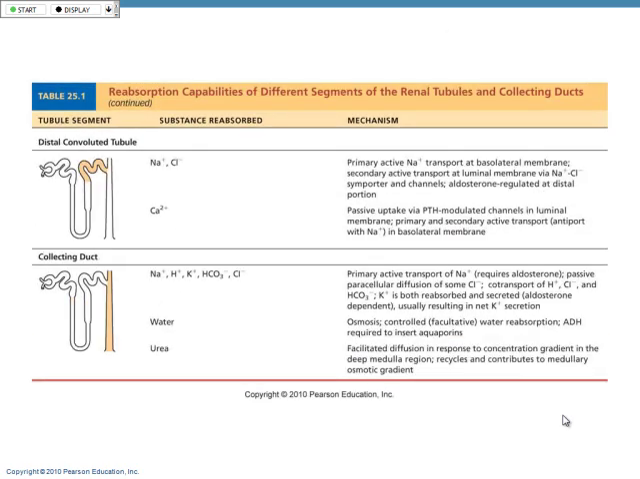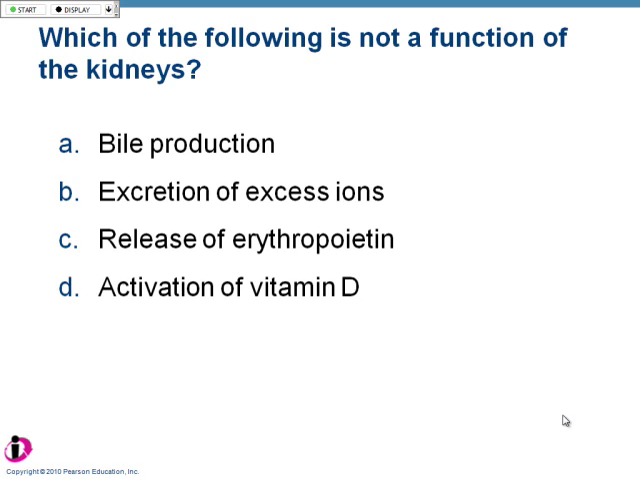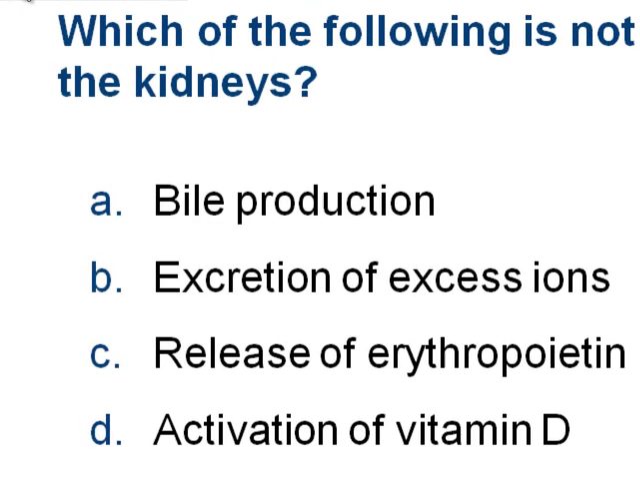Don't have your clicker? Bummer. Which of the following is not a function of the kidneys? A, bile production. B, excretion of excess ions. C, release of erythropoietin. Or D, activation of vitamin D.